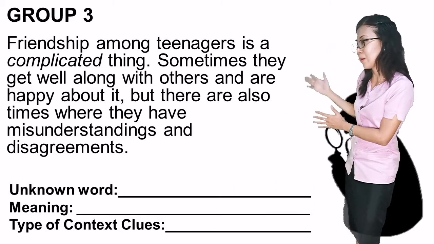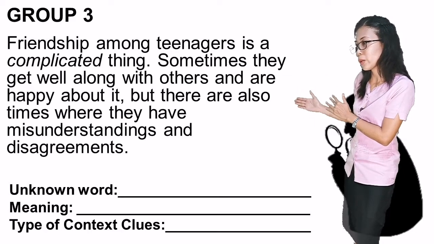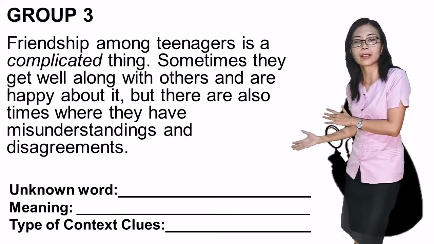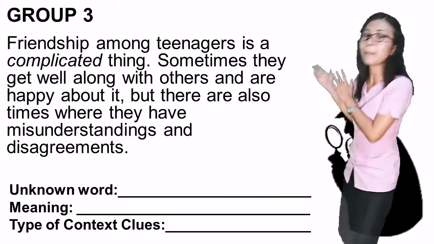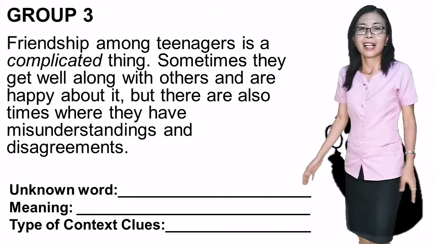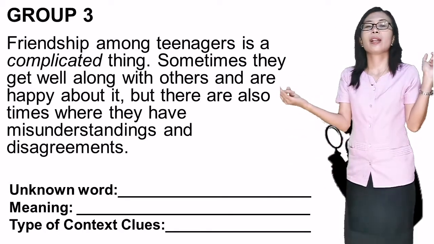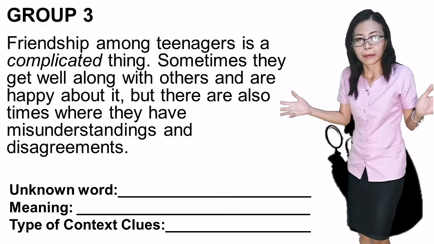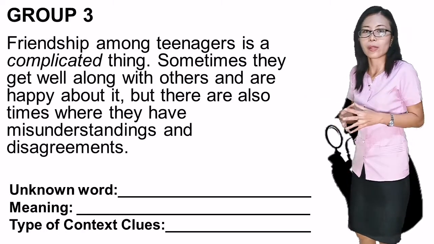And for group 3, friendship among teenagers is a complicated thing. Sometimes they get along well with others and are happy about it. But there are also times when they have misunderstandings and disagreements. The unknown word here is complicated. When you say complicated, life is complicated. Life is complicated because sometimes we're happy, sometimes we're sad, sometimes we're experiencing troubles, sorrow, whatever.